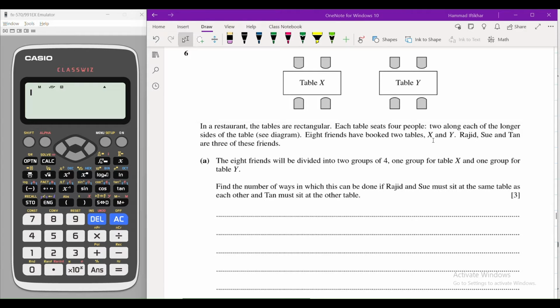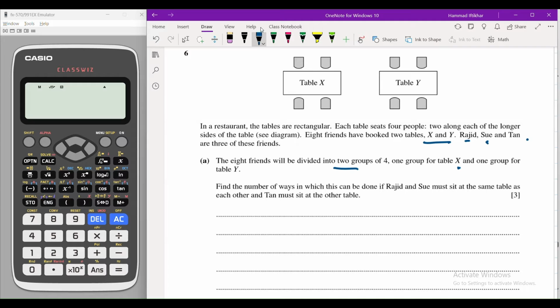8 friends have booked 2 tables, X and Y. Rajat, Sue, and Tan are 3 of these friends. The 8 friends will be divided into two groups of 4, one group for table X, one group for table Y. Find the number of ways in which this can be done if Rajat and Sue must sit at the same table as each other and Tan must sit at the other table.